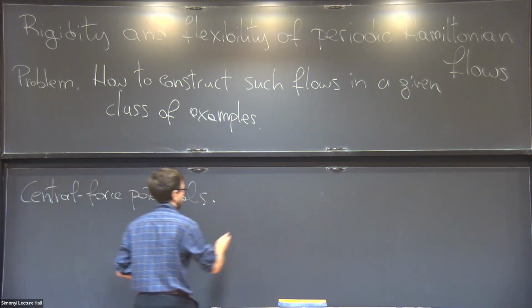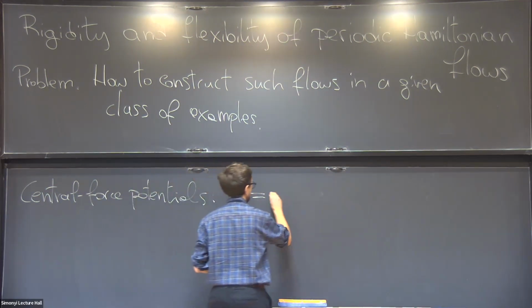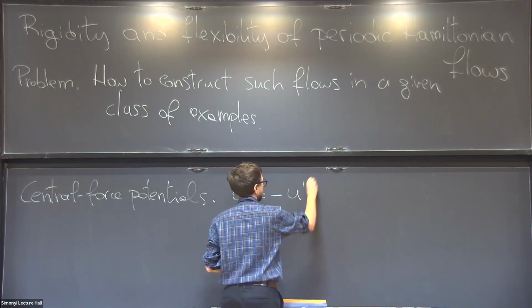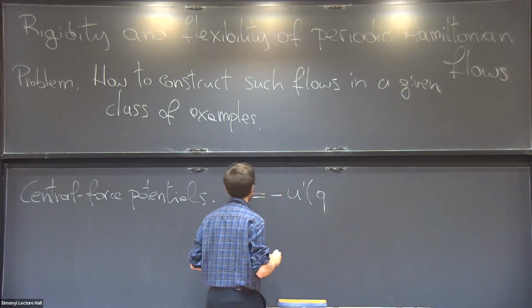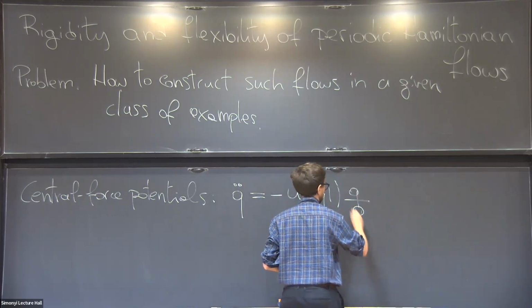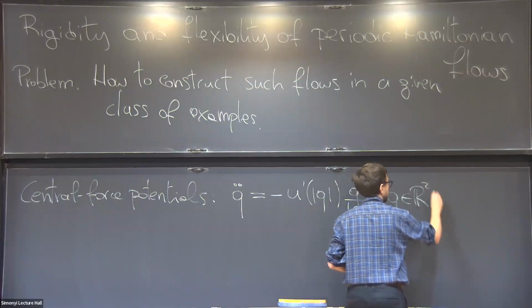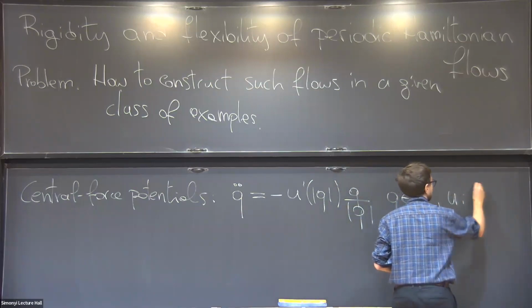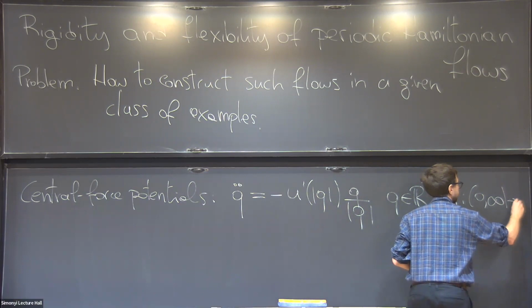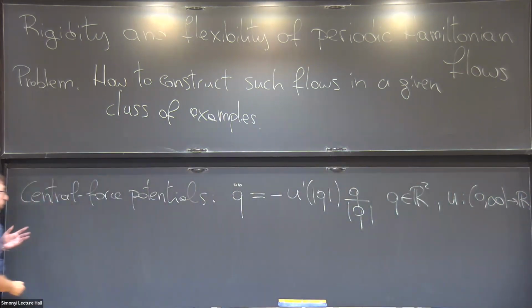This is a very simple setting. In R2, you take a particle subject to a conservative central force. So q is a particle in R2, and then U is just a potential. This is the first class of examples that we are going to consider. The second class will be geodesic flows.